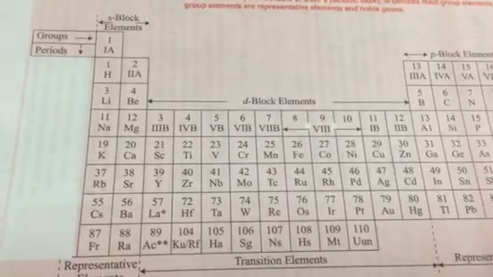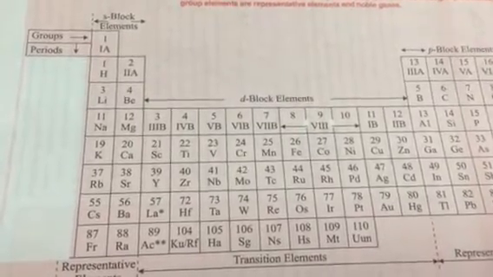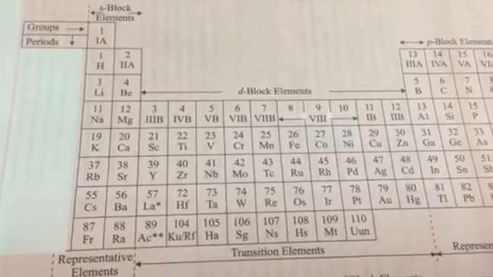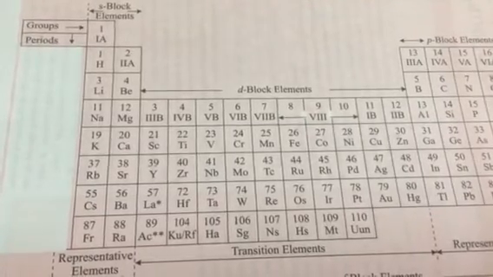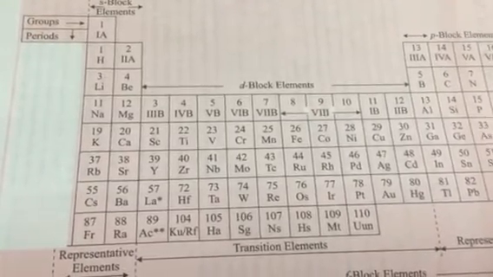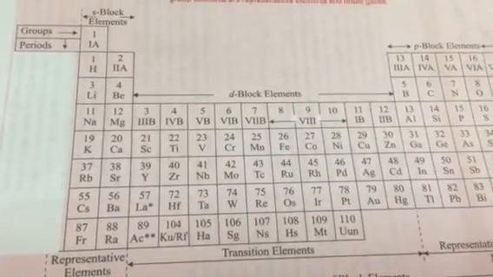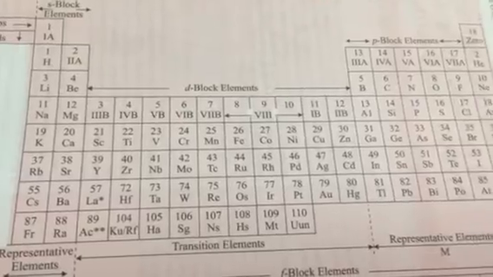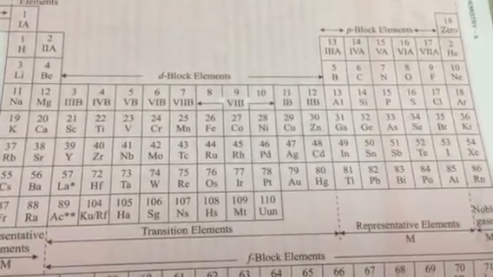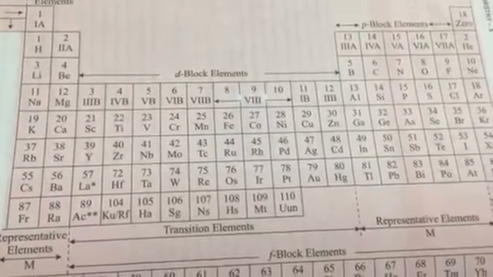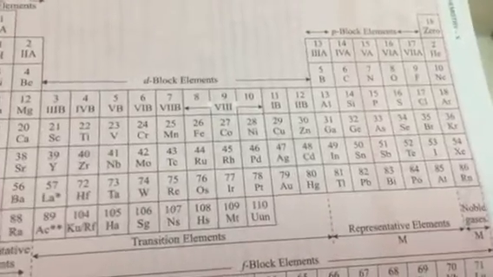Today we shall have a review of the periodic table. The periodic table forms the basics of the chemistry portion. We have 18 groups in the modern periodic table, 1 to 18. We have 7 periods in the periodic table.